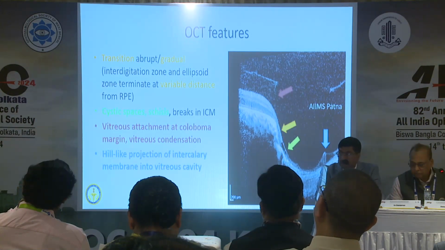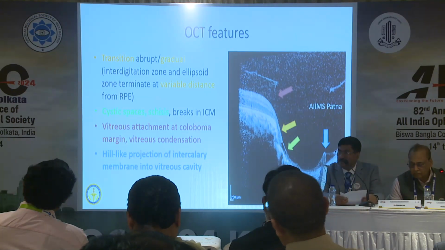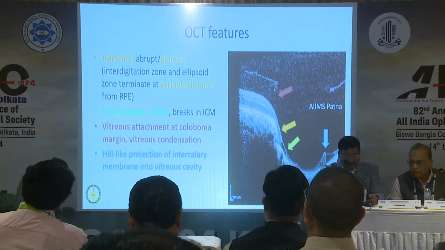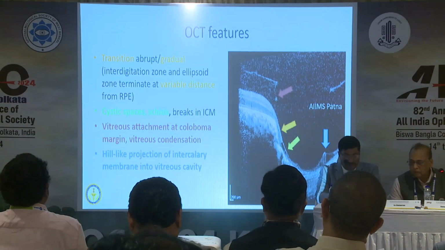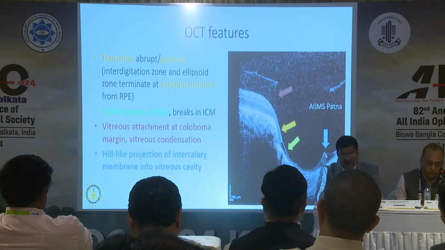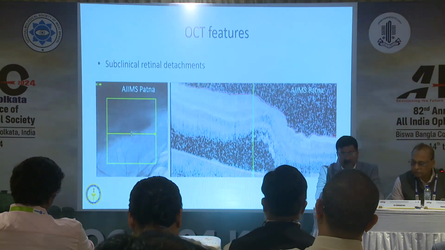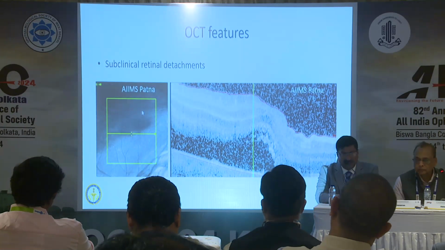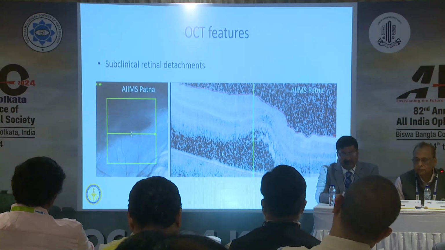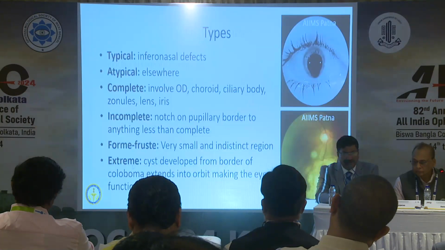OCT may show the transition zone as abrupt or gradual. The intercalary membrane may have cystic spaces, schisis or breaks. Vitreous attachment at the margin may be present with condensation. Intercalary membrane may also show hill-like projections into the vitreous cavity. Subclinical retinal detachments and intercalary membrane detachments can also be found.